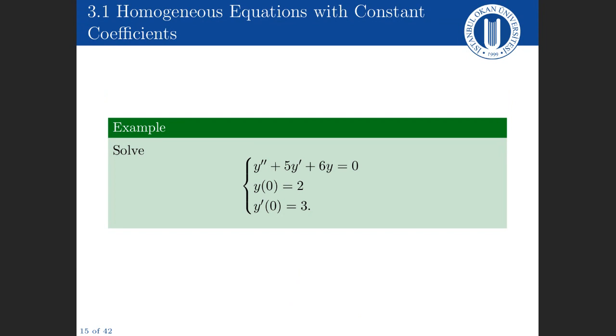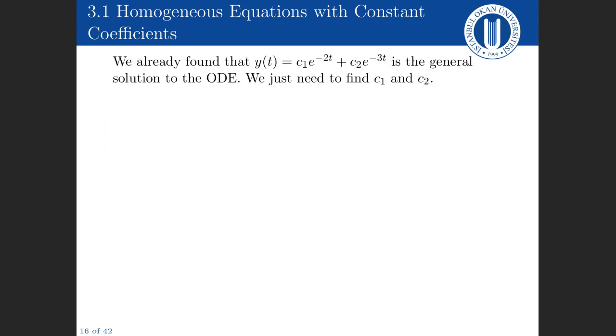Now let's do an initial value problem. We're using the same differential equation from the previous example. We already know the solution to this equation. And now I'm putting two initial conditions. Y of 0 is 2, y prime of 0 is equal to 3. We already have the general solution to the differential equation. We just need to find the constants C1 and C2.